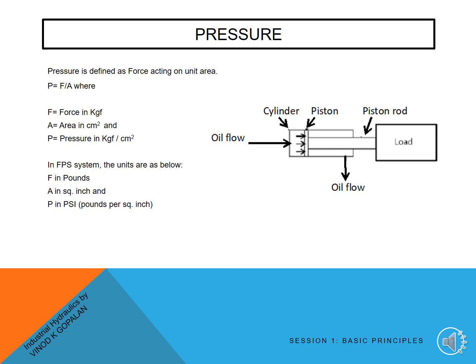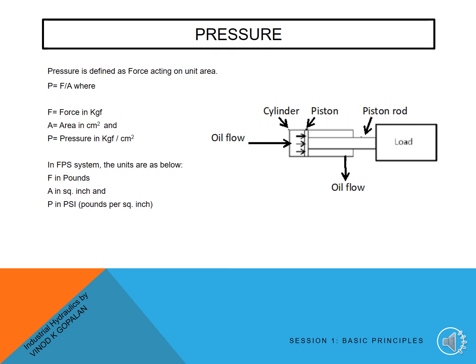Next, pressure. The picture shows a hydraulic cylinder, and inside the cylinder there is a movable piston, and a load is attached to the piston rod. When the fluid comes from the back end, the cap end, it exerts a force on the piston. And when this force is high enough to overcome the load resistance, the piston moves forward. So this fluid force per unit area is called pressure. Pressure is defined as force acting on unit area. P is equal to F by A, where F is equal to force in kgf, A is equal to area in square centimeter, and P is equal to pressure in kgf per square centimeter.